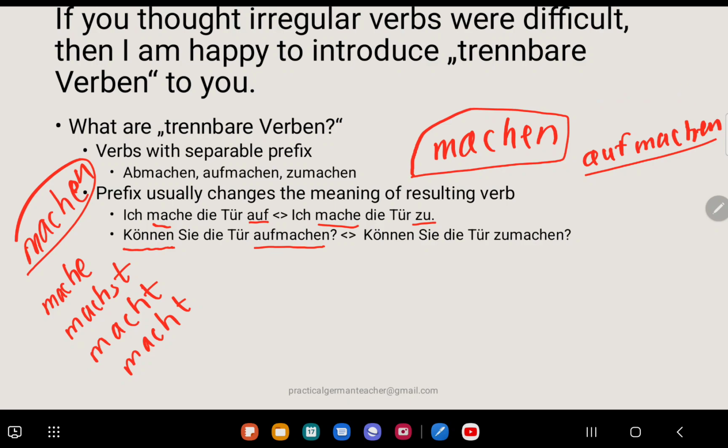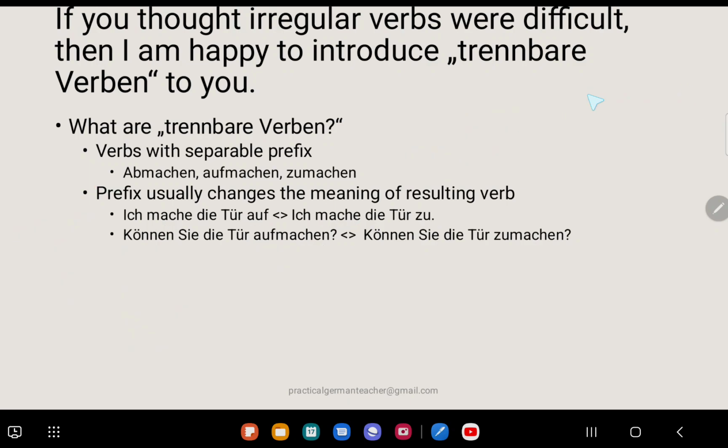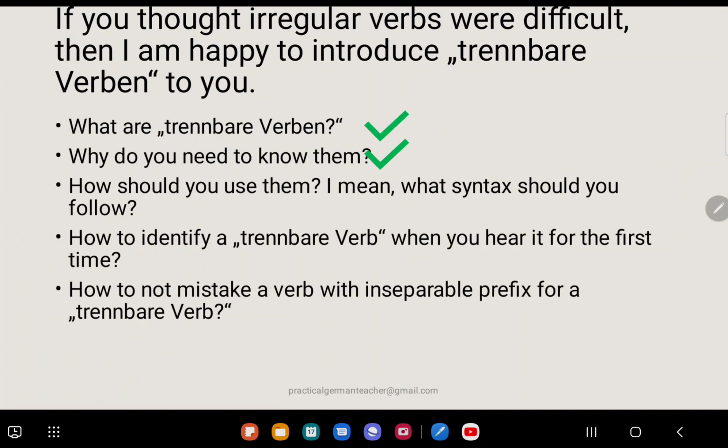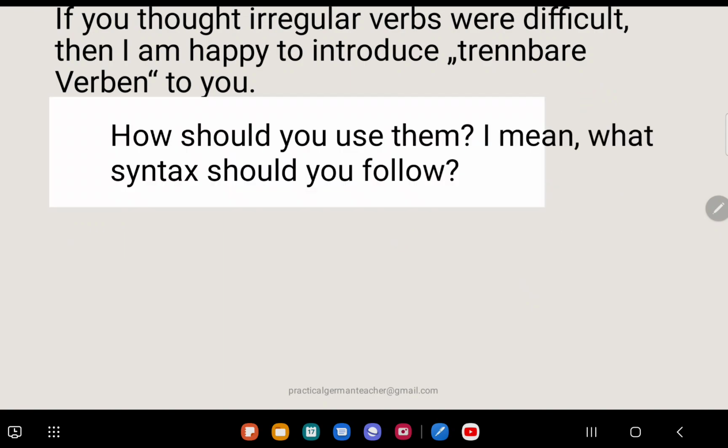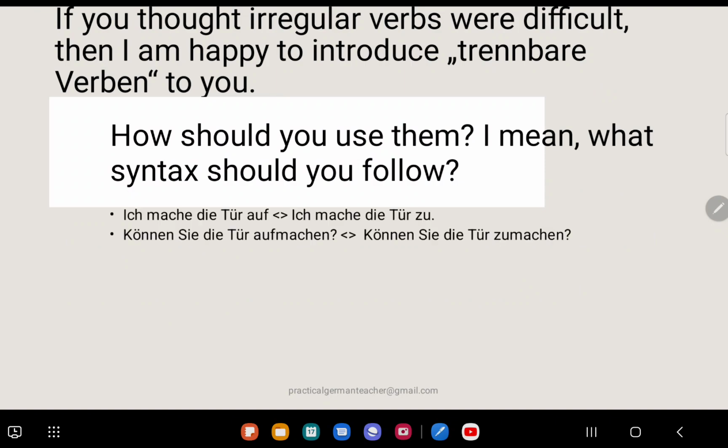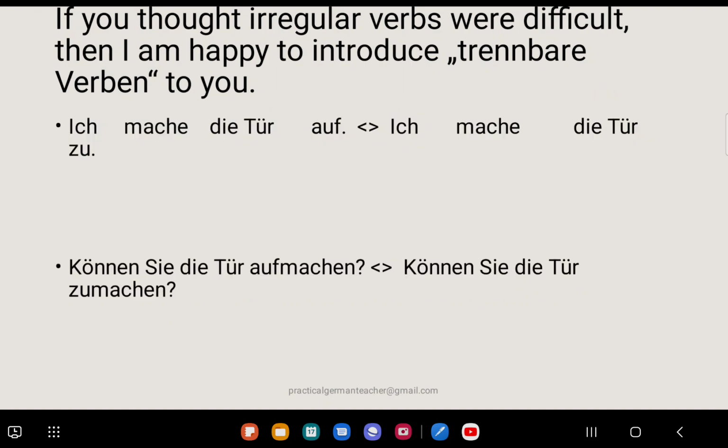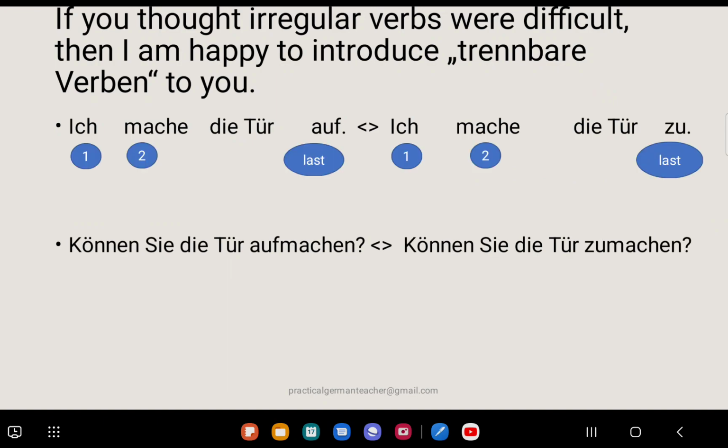I hope you could follow until here. So why do you need to know them? I hope I have answered that question, and now you can also answer that question to yourself and convince yourself why you need to know them, and of course learn them. Then how should you use them? Let's look at the syntax. So we will look at these 4 examples which we just saw. So let's make some space so that we can add the grammar part to it.